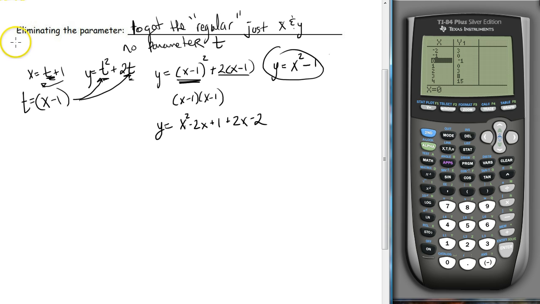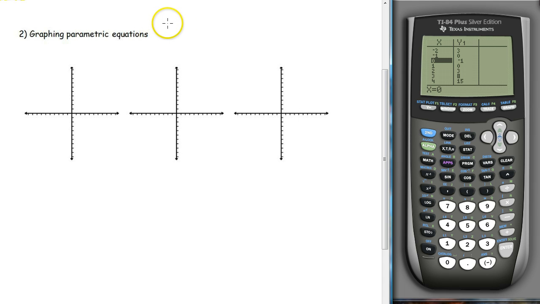Last part you have to be able to do is graphing parametrics. So let's try that. All right, so let's try a new equation here. So let's try x equals t squared minus 2, and y equals 3 times t. Now, these are t's, those are my parameters. The equations would be called parametric equations.